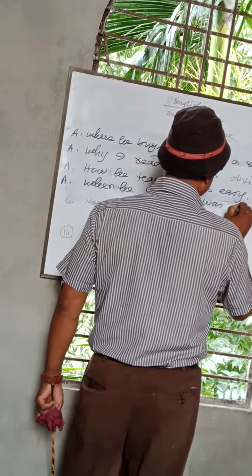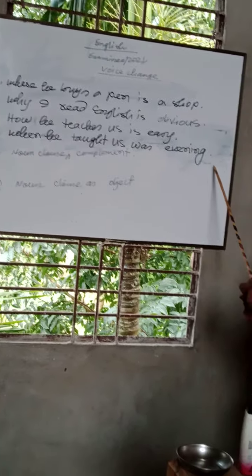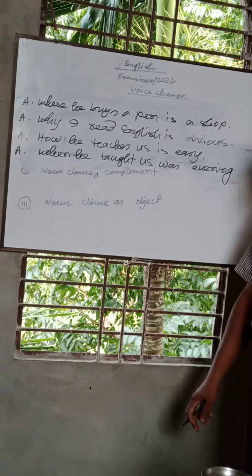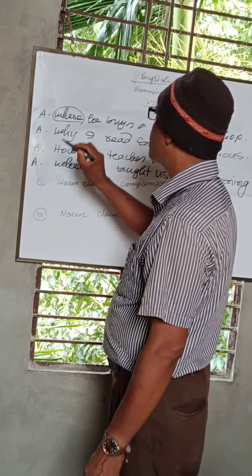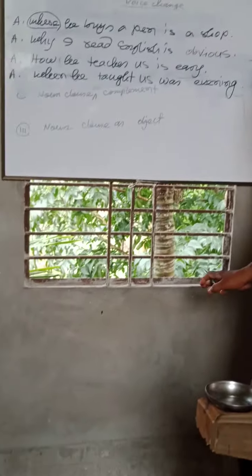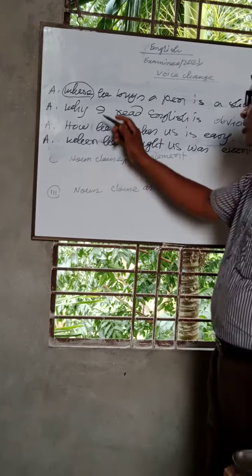Here, where he buys a pen is a shop. Why I read English is obvious. How he teaches us is easy. When he taught us was evening. Clear? In both, the first part is a noun clause as subject. Here you see these are the complementary object. You have to remember, the WH form may be used as subject linker, object linker, or side by side complement linker. Here, where, why, how, when will remain the same.